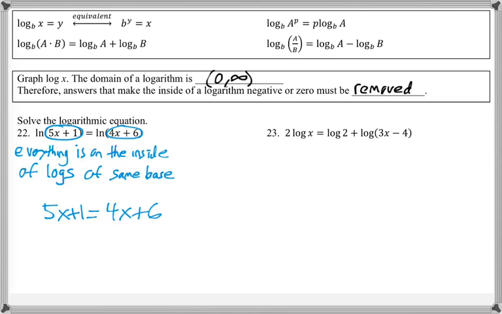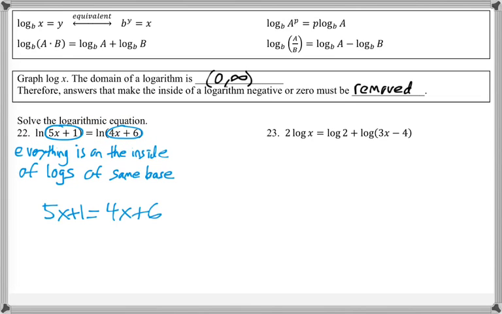Kind of like with the exponential equations, when we had the same base, all we had to do was set the exponents equal to each other and then solve. Same thing with logarithms. If everything's on the inside of logarithms of the same base, you can just solve this equation and it will solve this equation. So I need to solve it.